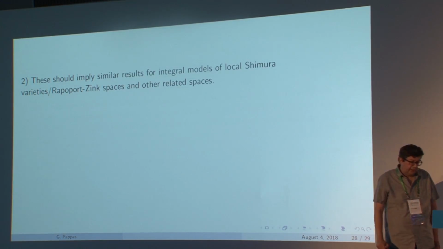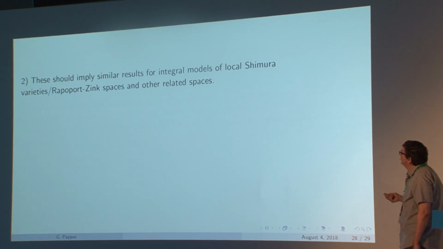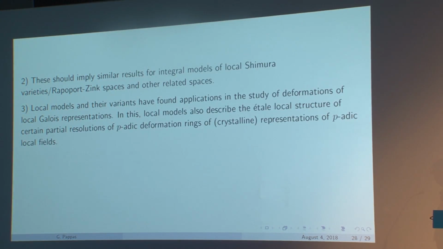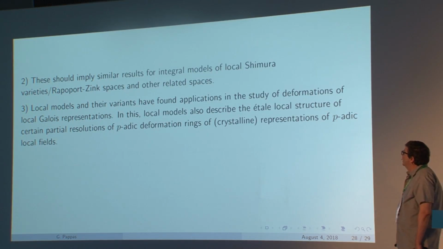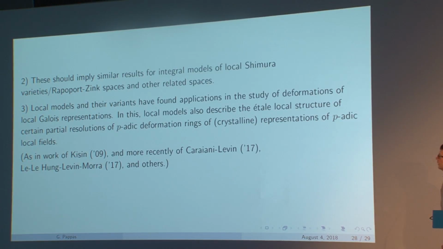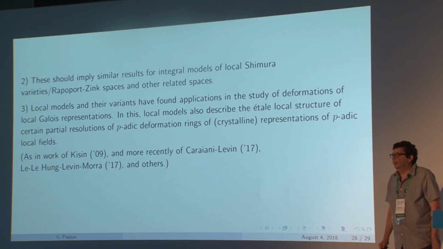So a second remark is some of these constructions also are similar and give you results for local Shimura varieties, so Rapoport-Zink spaces and other related spaces. In fact, there are many, many spaces that have the same type of structure. And in fact, even in spaces of deformations of Galois representations, you see local models playing a role. This appeared in work of Kisin and also Caraiani, Levin, and more recently of Le, Hung, Levin, Morra, and others.